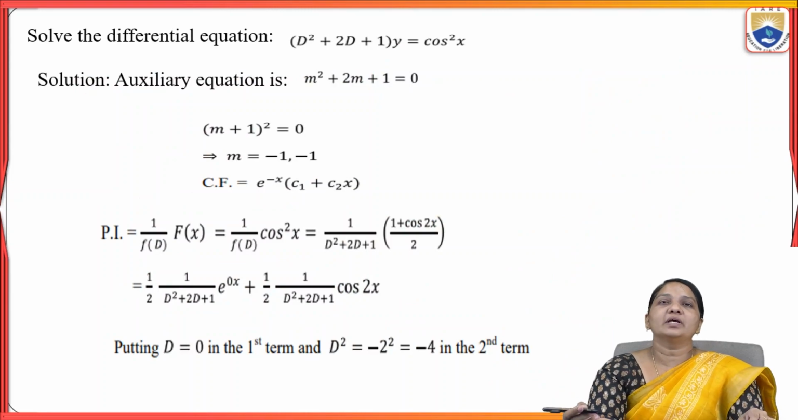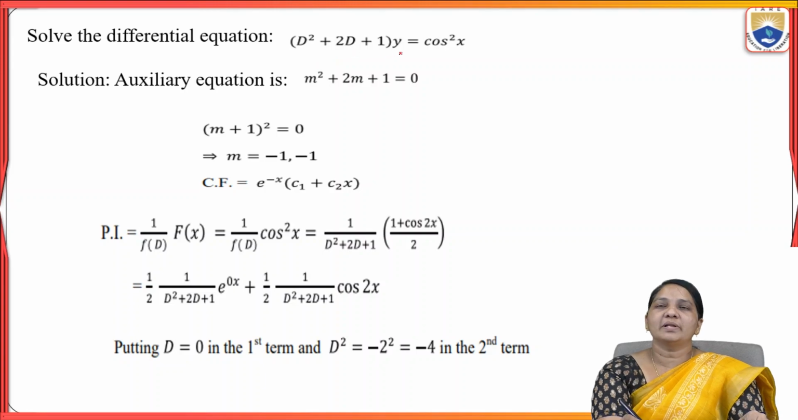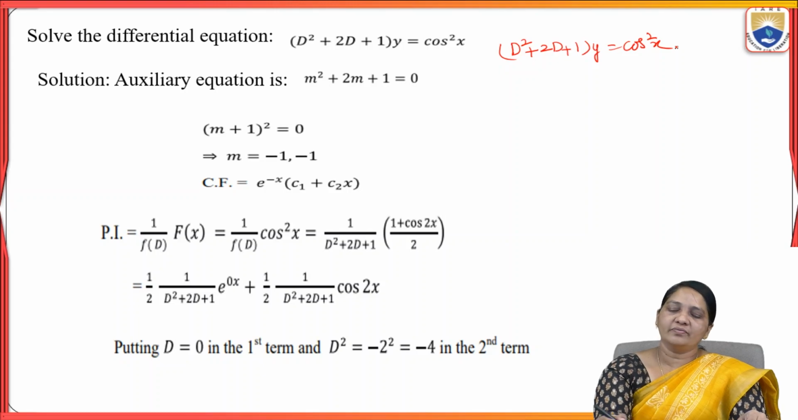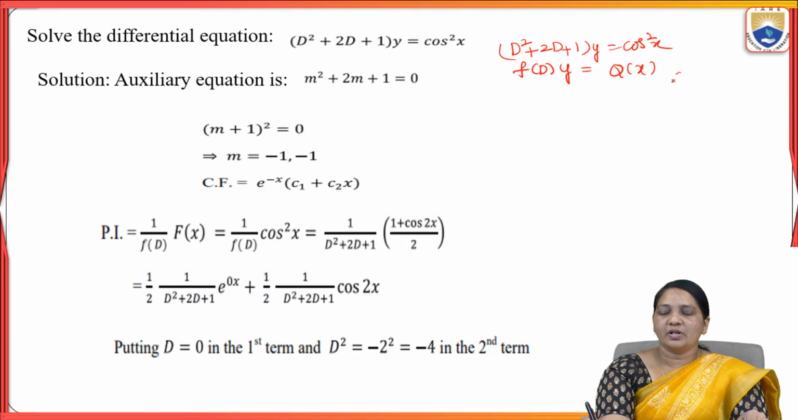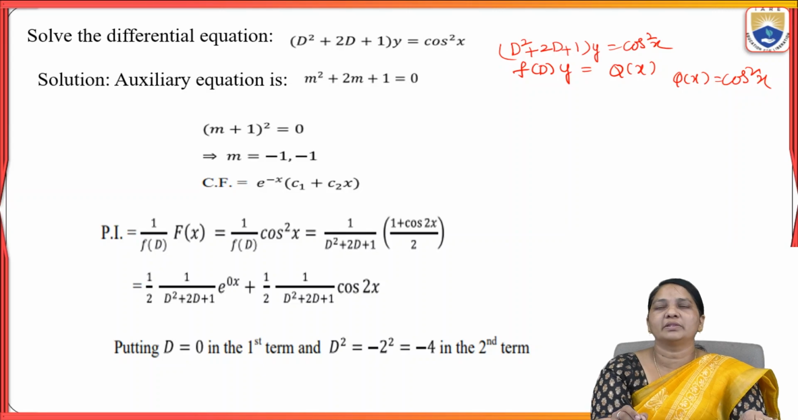See one more example here. Solve the differential equation (D square plus 2D plus 1) y equal to cos square x. First of all, what is the given equation? The given equation is (D square plus 2D plus 1) y equal to cos square x. Now this is in the form of f of D into y equal to Q of x. So here the Q of x value is cos square x, and that means this is in cos x or sin x form. We can follow the procedure method too.